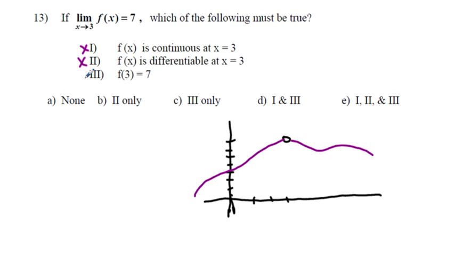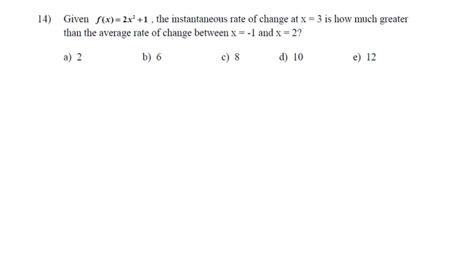And then lastly, option 3, f of 3 equals 7. Well, here 7 could either not exist, or the point could be down here at a value of 5 that would still make this function discontinuous. And so f of 3 does not necessarily equal 7 either to have that limit exist. And so none is our proper choice for number 13.